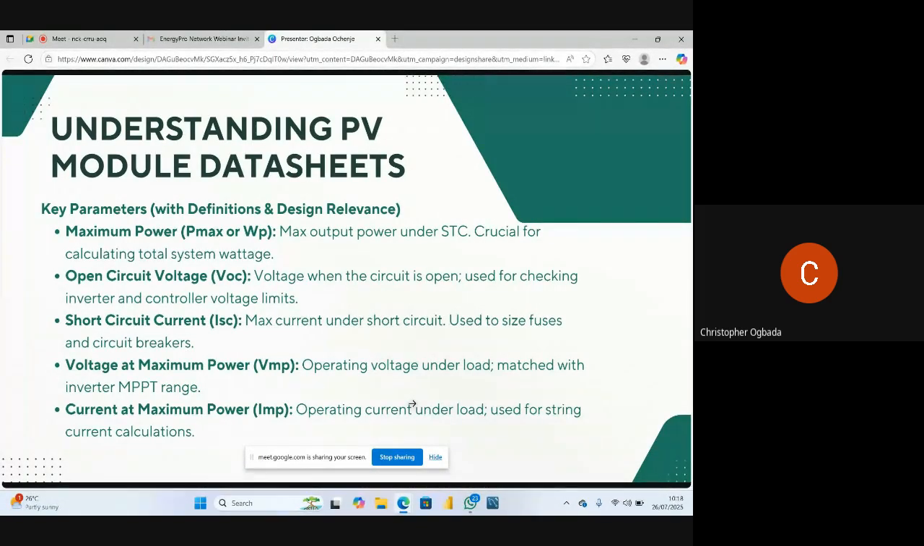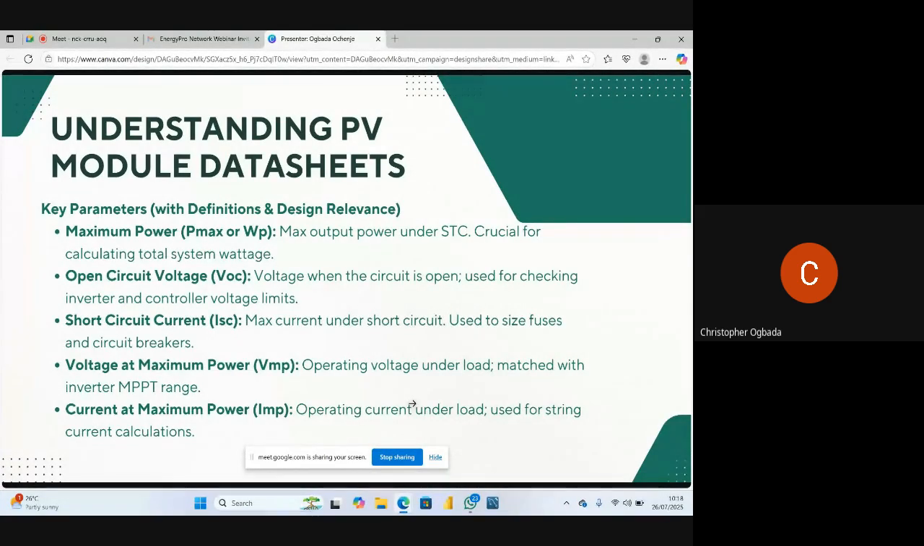Then you also have voltage at maximum power. Voltage at maximum power is different from your maximum power voltage. It is the voltage when you get the best out of your panels. When you connect your system, when your system is in the loop and performing at maximum output, that is your voltage at maximum power.